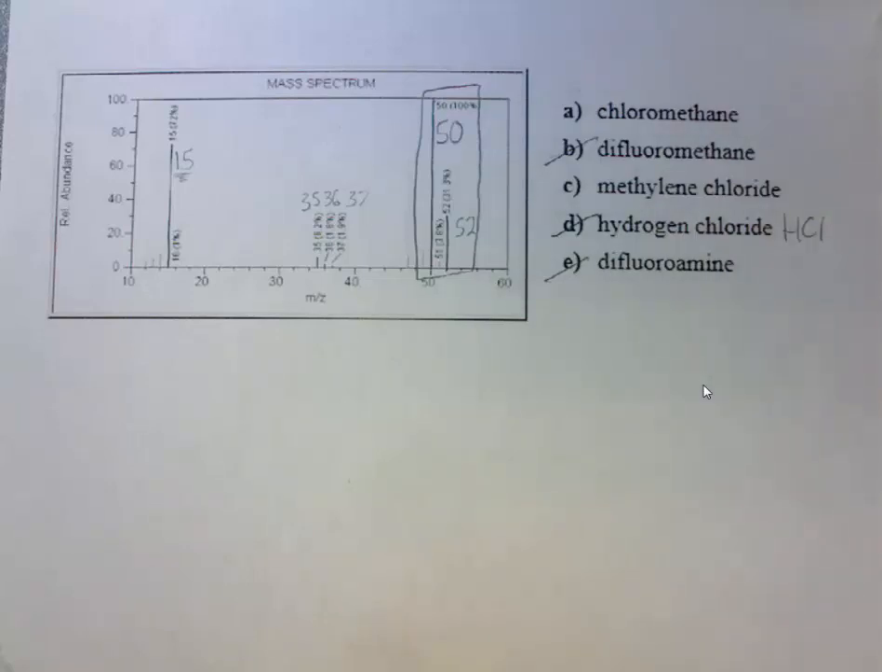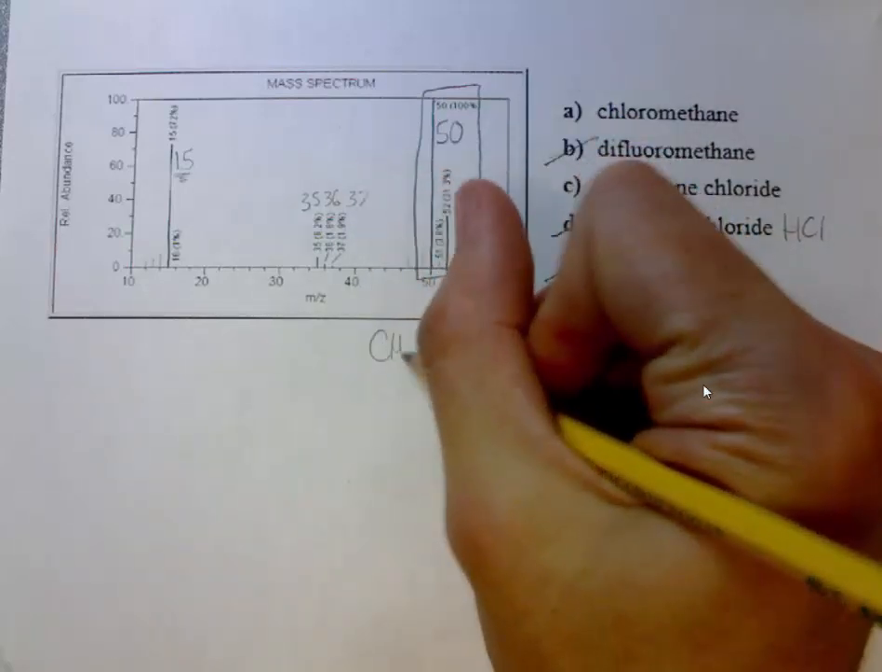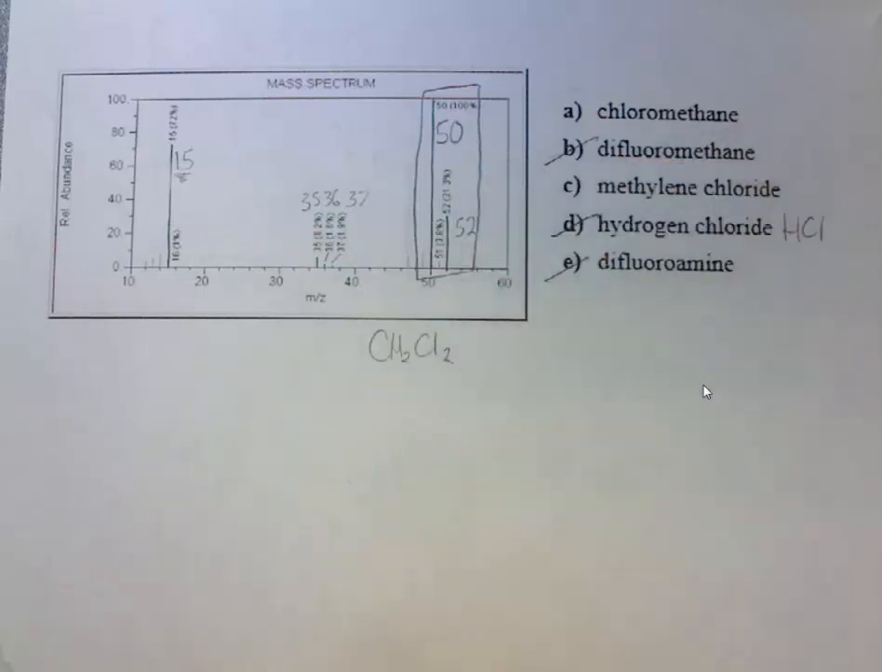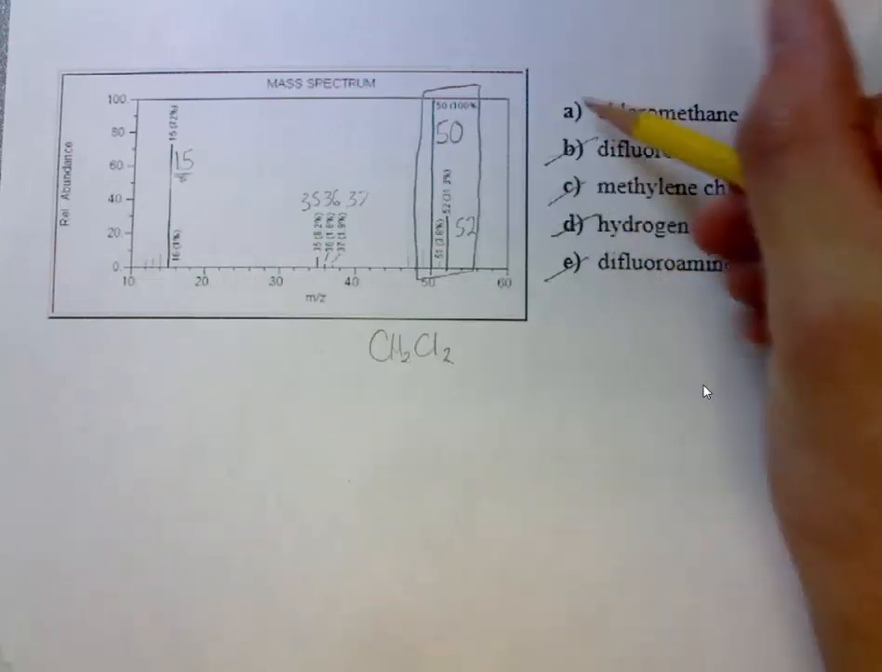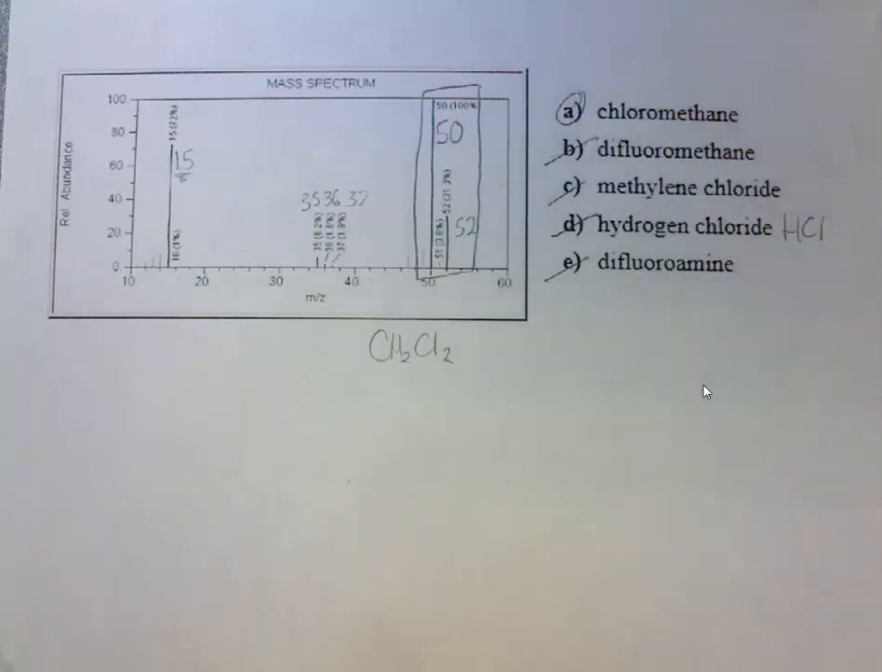For C, we will have an M value that is way too high. The M value for this spectrum only suggests one chlorine atom, therefore leaving A as the correct answer. That concludes the video on mass spectrometry.